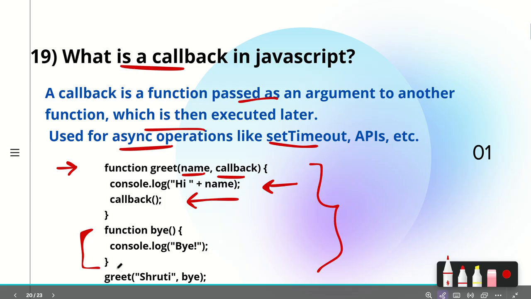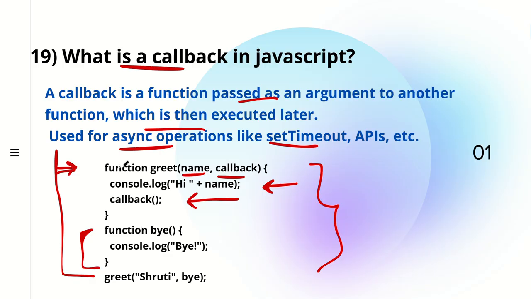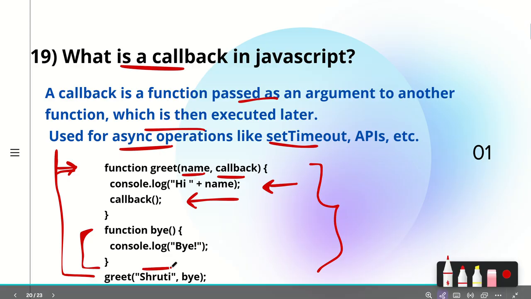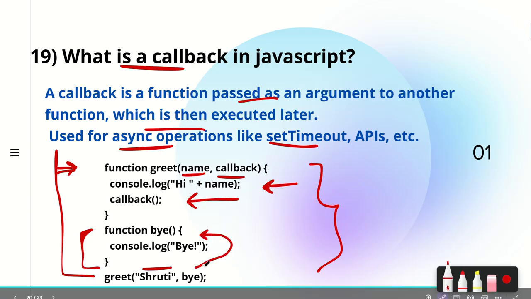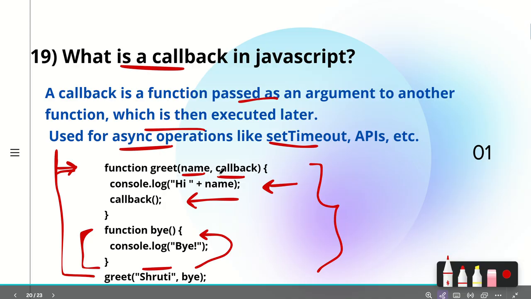So how are you calling this greet function? Greet is this function, right? So this is greet, and here you are passing some variable, Shruti. So hi Shruti will be printed, it will be logged, and then you have bye. So what is this bye? This is a function. You are passing a function. So if you're passing a function to another function, that is called a callback function.